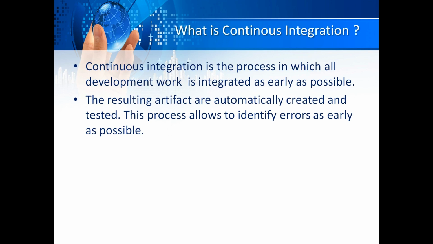By using Jenkins it becomes continuous integration. If we have 10 developers, and one developer commits the code, then the build will be created automatically, and we don't have the headache of merging the code or anything like that. So it is a very useful advantage of Jenkins. The second thing is that the resulting artifacts are automatically created and tested. The process allows us to identify errors as early as possible. It processes automatically, and creating and testing is also available in that plugin.